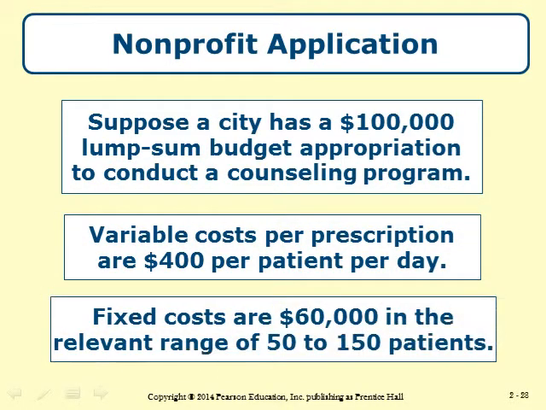So let's consider how cost-volume-profit relationships apply to nonprofit organizations. Suppose a city has a $100,000 lump sum budget appropriation to conduct a counseling program for drug addicts. The variable costs for counseling are $400 per patient per year. Fixed costs are $60,000 in the relevant range of between 50 and 150 patients.